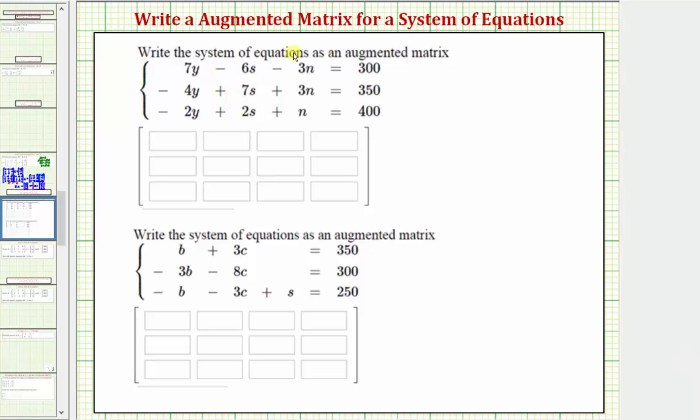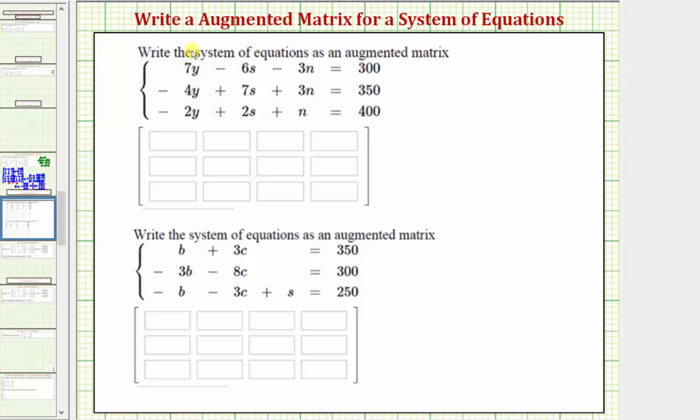We want to write the system of equations as an augmented matrix. Notice here we have a system of 3 equations with 3 unknowns, which means the augmented matrix will be a 3 by 4 matrix, where each row in the augmented matrix represents an equation, and each column would represent the coefficients of a particular variable.